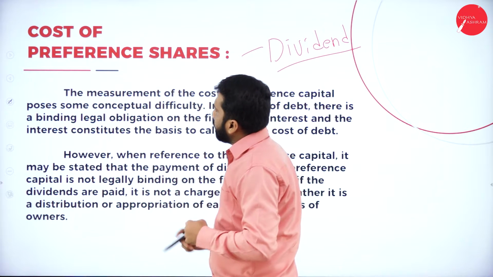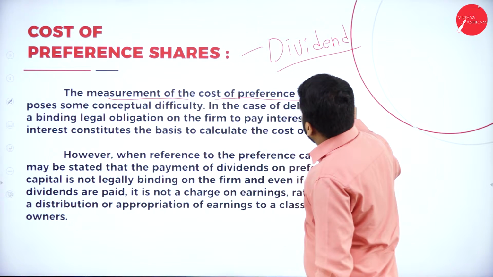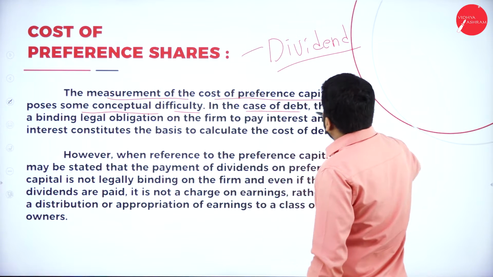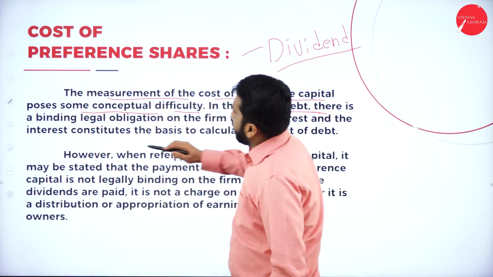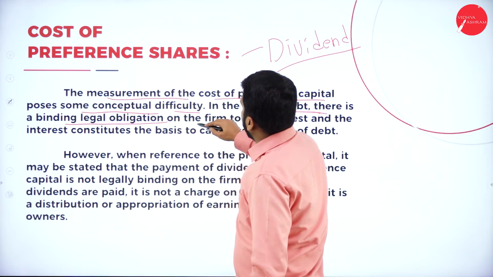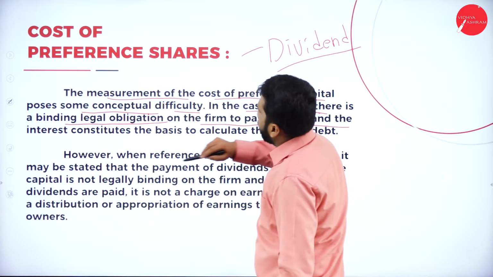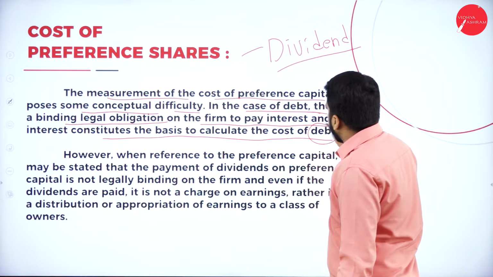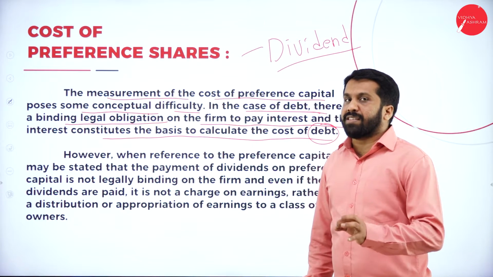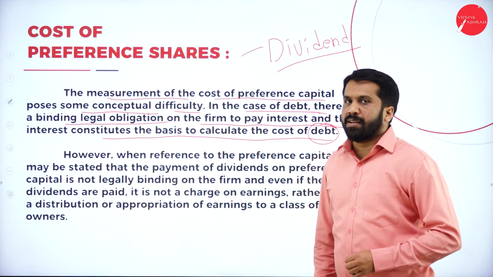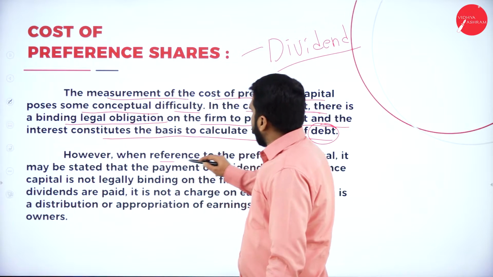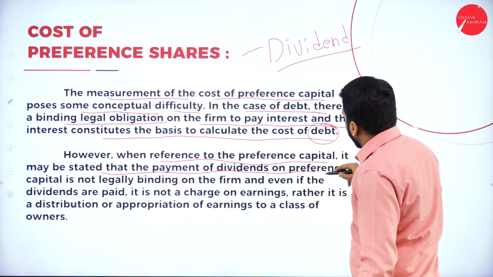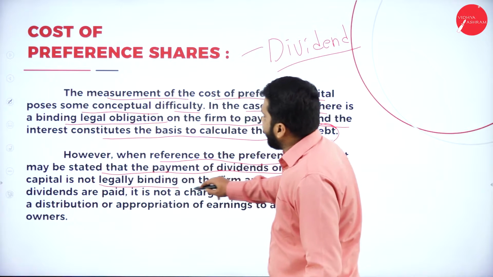Now, I'll go for the definition. The measurement of the cost of preference capital poses some conceptual difficulties. In the case of debt, there is a binding legal obligation on the firm to pay interest, and the interest constitutes the basis to calculate the cost of debt. This is all about your debenture. In the debenture, a fixed rate of interest was supposed to be paid. But with reference to the preference share capital, it may be stated that the payment of dividend on preference shares is not legally binding.